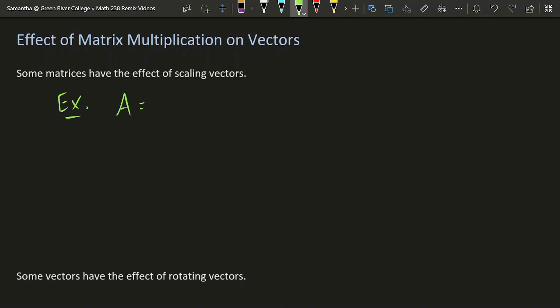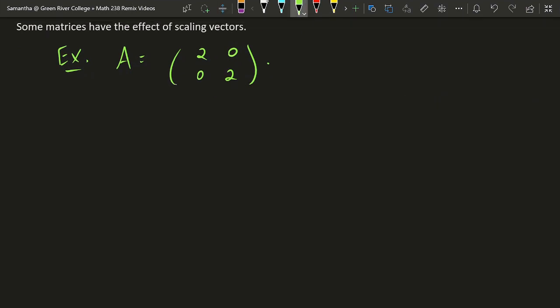For example, consider the matrix 2, 0, 0, 2. I want to study for a moment what will happen if I took this particular matrix A and used that to multiply vectors. So, for example, suppose that I took the matrix A, 2, 0, 0, 2, and I used it to multiply a random vector, for example, 1, comma, minus 1. Let's see what the result is equal to, and let's see how the answer compares to the original.